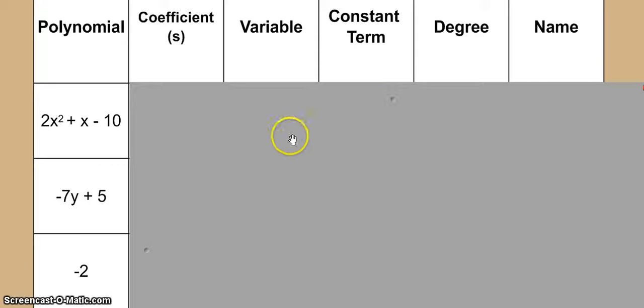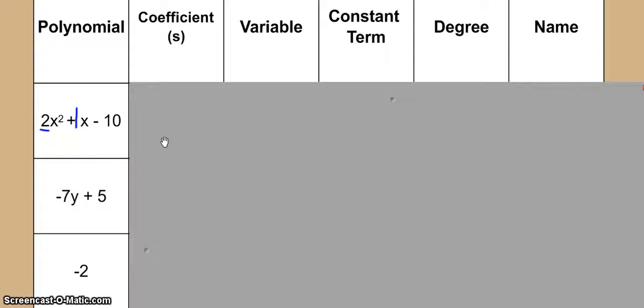The coefficients are the numbers found in front of the variable terms. So a coefficient for this polynomial would be 2, and the other coefficient is 1. Although there's no number written in front of that x term, we should know that the coefficient is 1. We just don't need to write it because 1 times x is x, and that's the most simplified form. So the two coefficients, again, are attached to the variables. So we have 2 and positive 1.